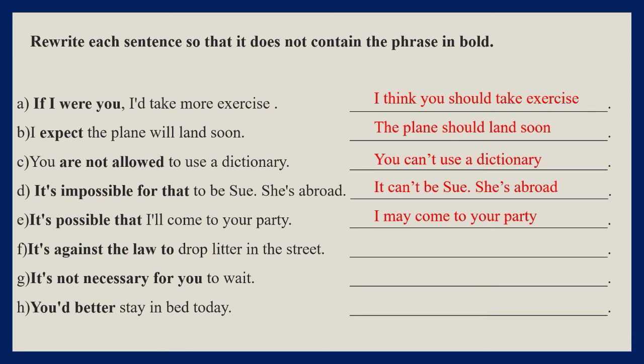F. It's against the law to drop litter in the street. Again, it's the function of prohibition. So we say you can't drop litter in the street, or you mustn't drop litter in the street. G. It's not necessary for you to wait. A lack of obligation. You don't have to wait.